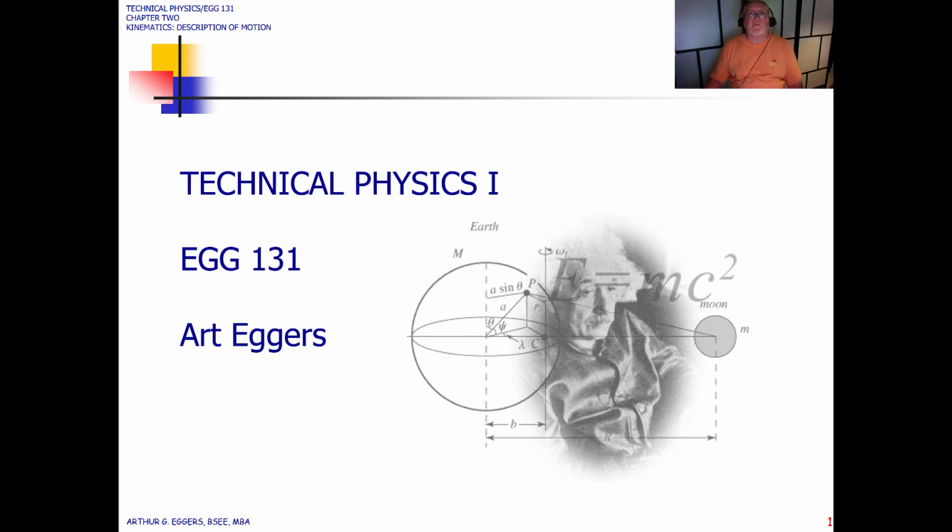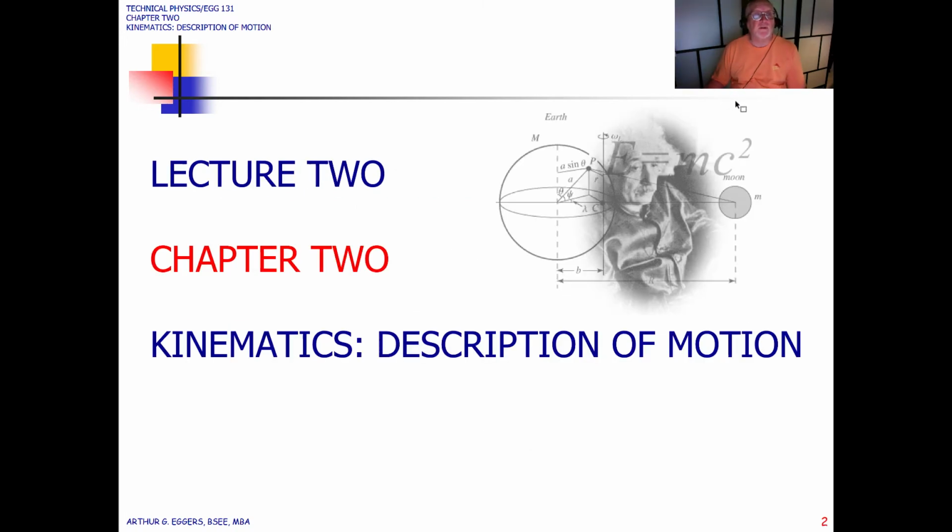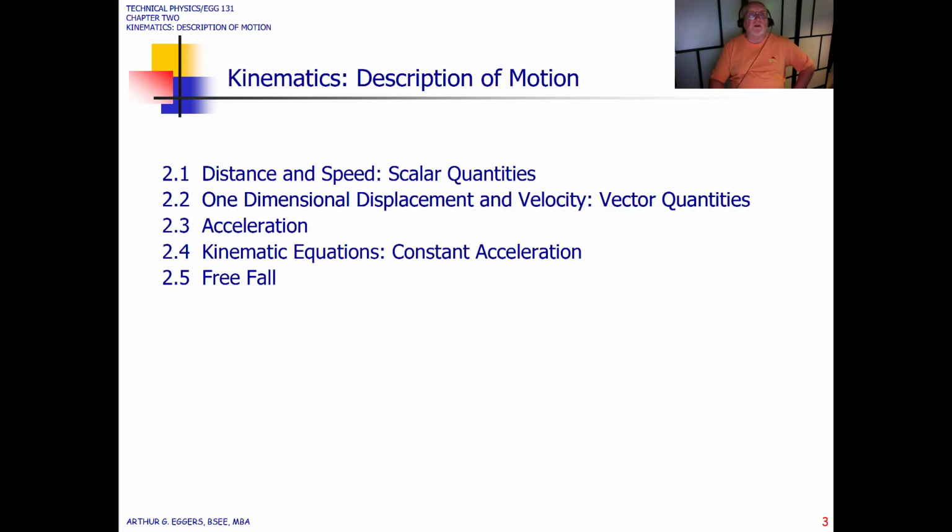Okay, now we start Chapter 2. Chapter 2 is going to start looking at something called kinematics, and we're going to start looking at descriptions of motion. So we're going to take this in pieces here. We're going to look at the description of motion in terms of scalars and vectors, and we're going to look at it in terms of one-dimensional motion. Later on, we will look at two-dimensional motion.